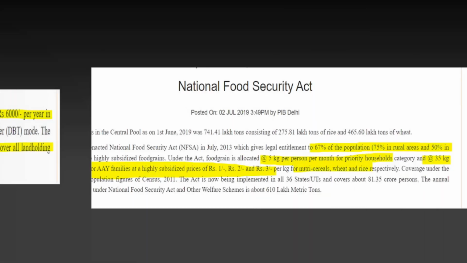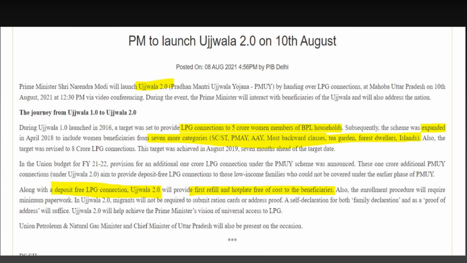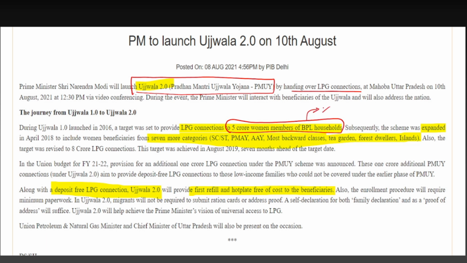But the full form you should know. Now, Pradhan Mantri Ujjwala Yojana. What is this scheme? This is the point. There are two things I said. Ujjwala, one more thing is rehabilitation, but this is the most important: handing over LPG connections. So Ujjwala is about this energy security. Initially, it was thought of for 5 crore women members of BPL households, but now they have expanded it.